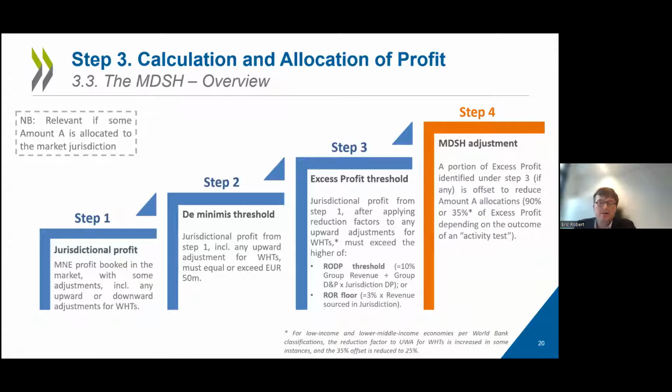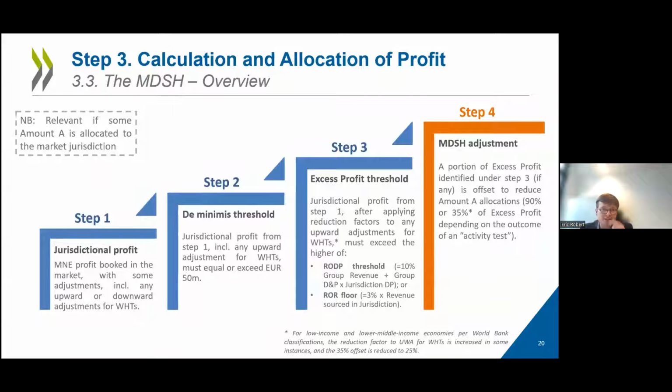And here under step 4, you have to determine what portion of the excess profit is going to be offset against your amount A allocation, what we call the MDSH adjustment under the MLC rules. And you will see, and I will come back to that, that here there is an activity test, which actually is not a qualitative assessment, it's a quantitative metric, but it's an activity test that will determine what offset percentage you have to apply to a given jurisdiction.